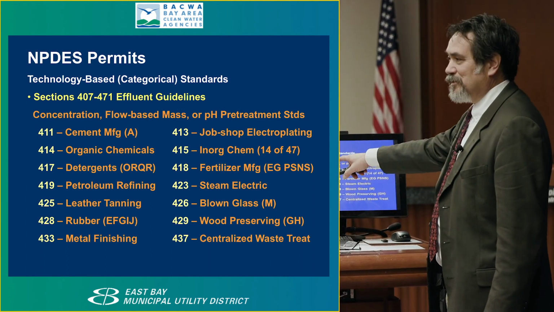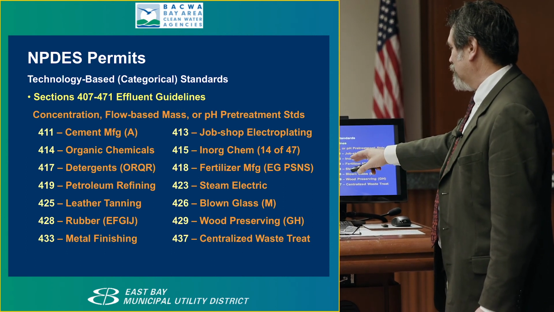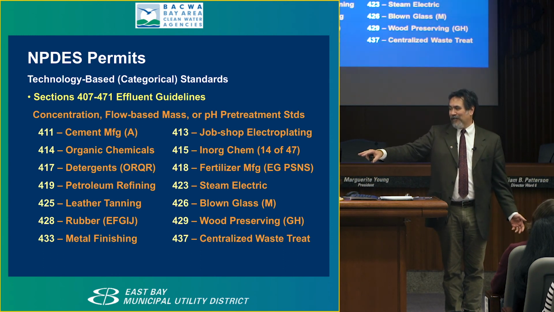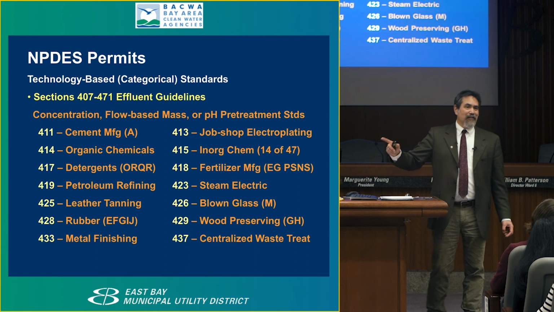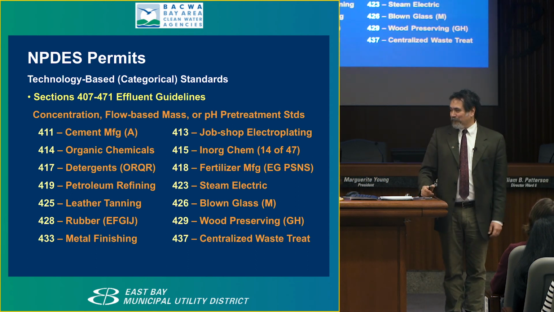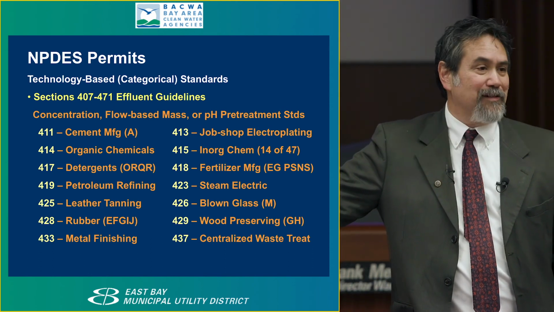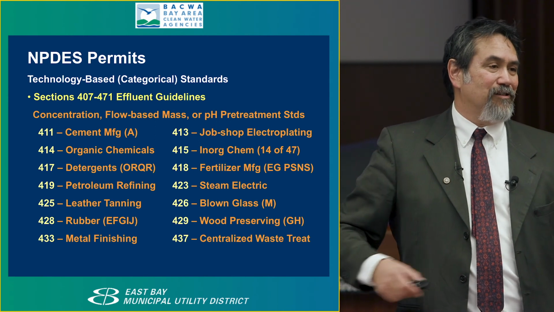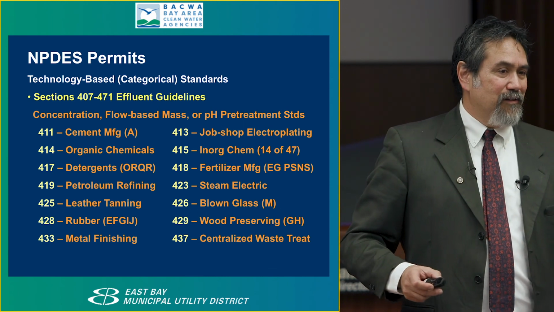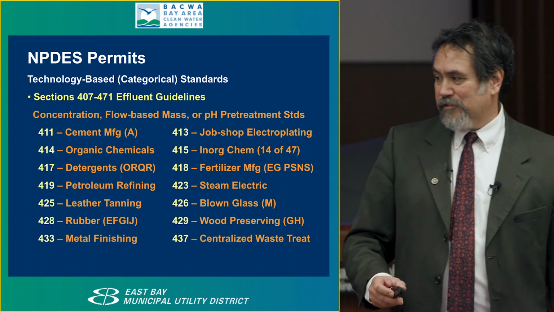So cement manufacturing, but subpart A, it's covered. Organic chemicals, detergents, petroleum refining. Detergents, subparts O, R, Q, it should be O, P, Q, and R. That one is covered. Those subparts are, but the other ones aren't. Steam electrics covered. Blown glass, but only subpart M. Wood preserving, but only subparts G and H. You'd have to go into the rule to figure what that is. But not everything has limits for discharges to sewer districts. Here's some more of them.